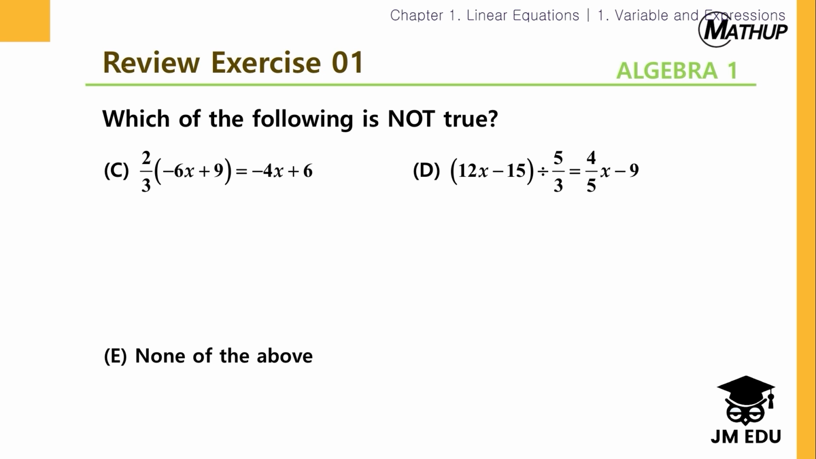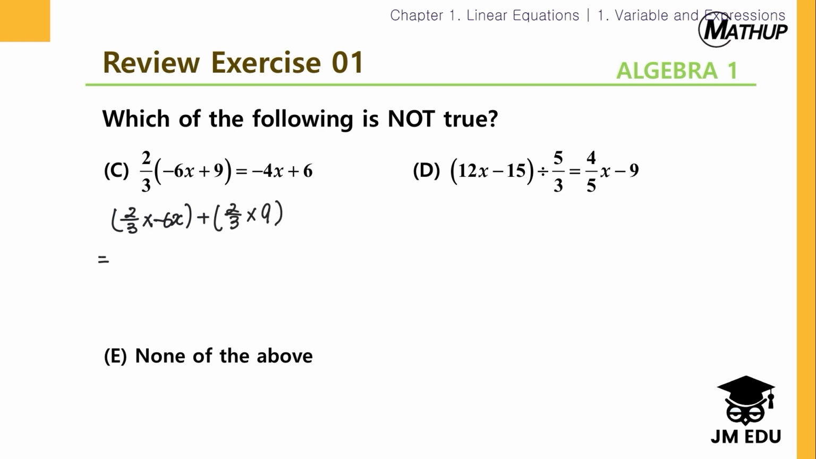C, we have 2 over 3 times negative 6x plus 9 is equal to negative 4x plus 6. So we're going to simplify the expression on the left. And we're going to have to apply the distributive law, right? 2 over 3 times negative 6x plus 2 over 3 times 9. So let's do that. So 2 over 3 times negative 6x plus 2 over 3 times 9.